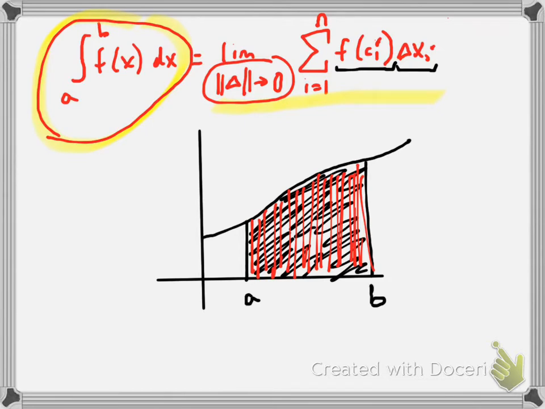This is read the integral from a to b of f of x dx. And it's the area from the starting point to the ending point. And you're going to see this a lot. You're going to have numbers a and b there. And that's our definition of a definite integral.